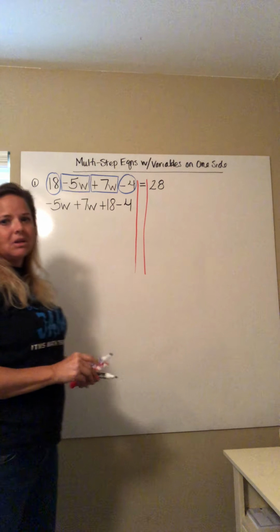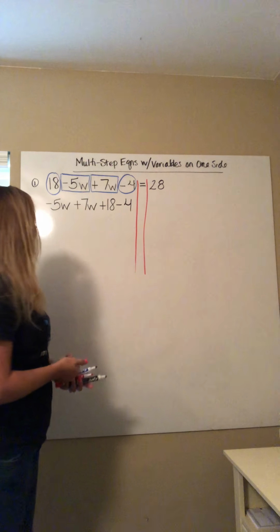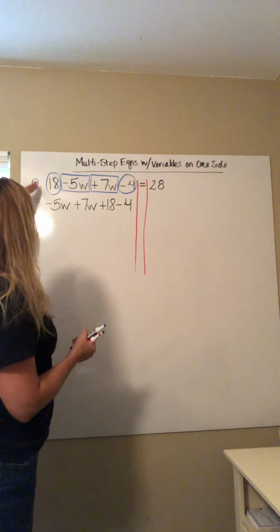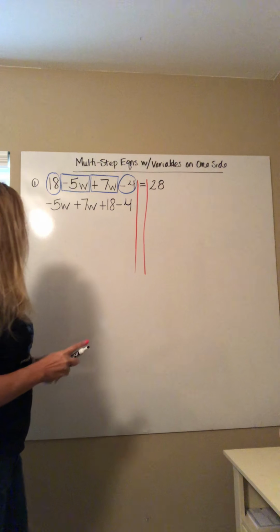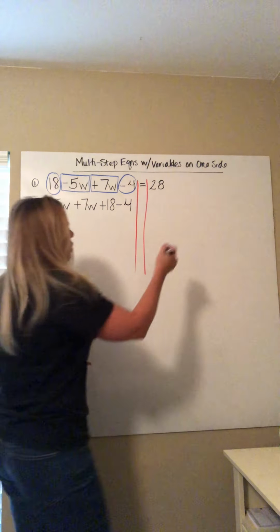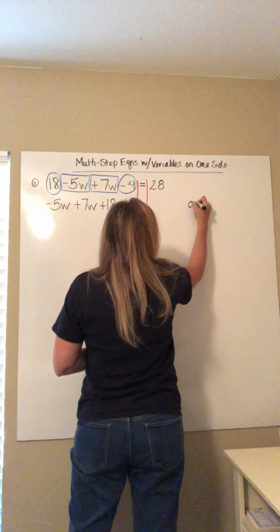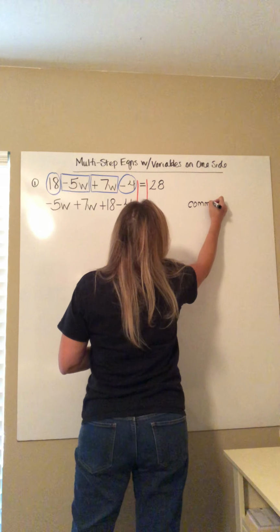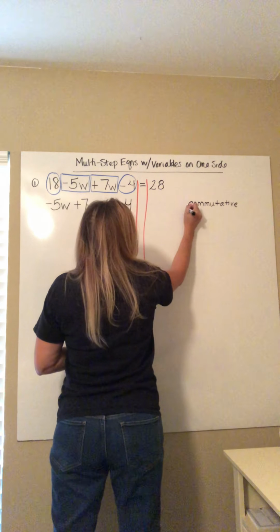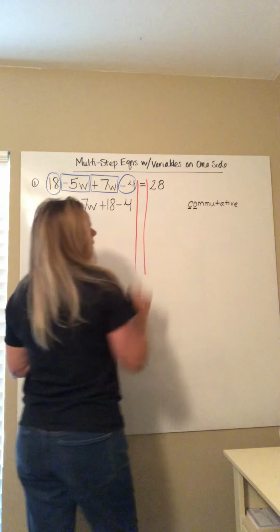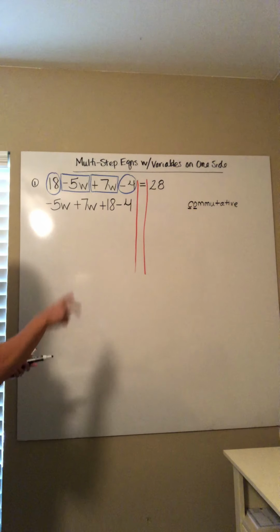So now what I'm going to do is combine my like terms. So remember, to go from here to here, I use the commutative property. The commutative property tells us that we can change the order of what we write. And the way that I always remember that is it starts with a CO, change order. Okay? All right, here we go.